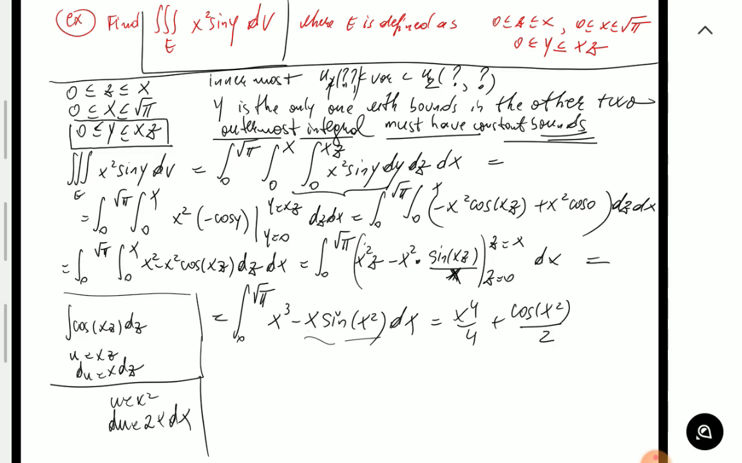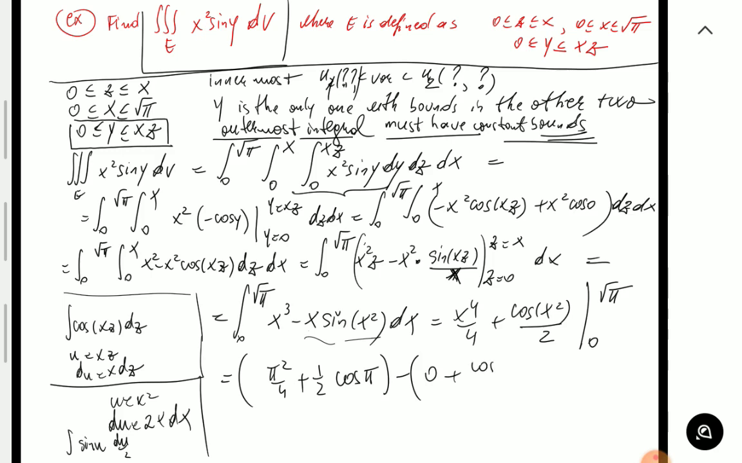Okay, because that second piece will be the integral of sine of u du over 2, right? Which is minus cosine, but there's another minus, and that's why it becomes plus cosine of x squared. Everything between 0 and square root of pi. So square root of pi to the 4, that's pi squared over 4, 1/2 cosine of pi, and then plug in 0. I get pi squared over 4 minus 1/2 minus 1/2, pi squared over 4 minus 1.